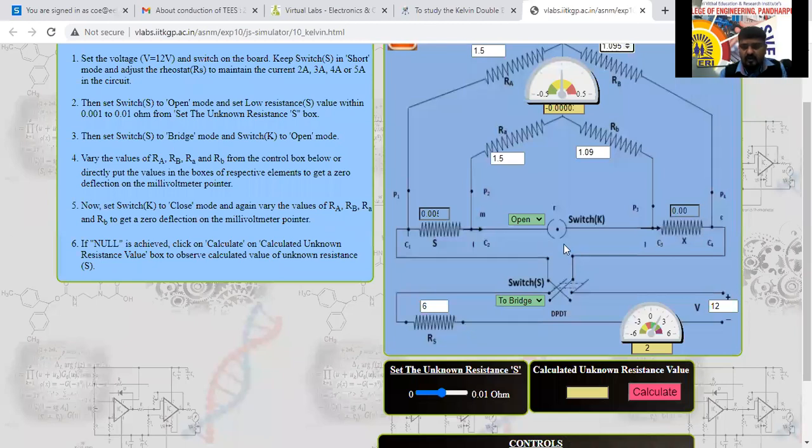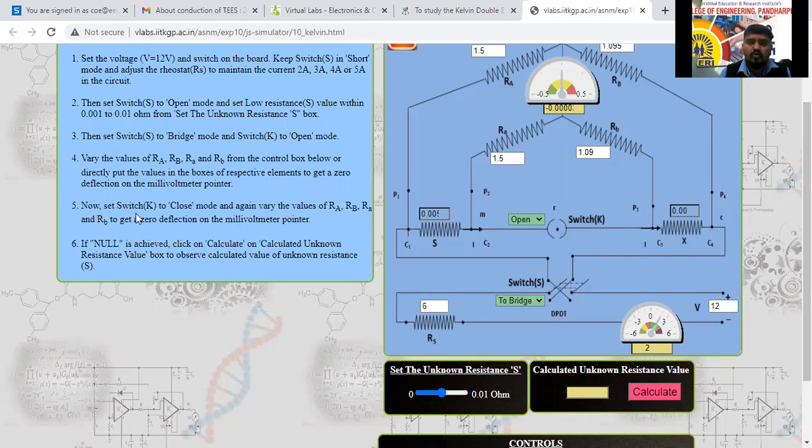Now it is not yet completed. We have not yet calculated here, because we have made this one as the Wheatstone bridge. We have made this balanced. Then vary the values of RA, RB from the control box below, directly putting the values in the boxes, to get zero deflection. With K open circuit, it acts as a Wheatstone bridge.